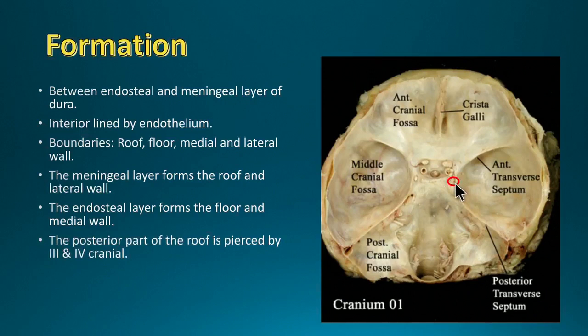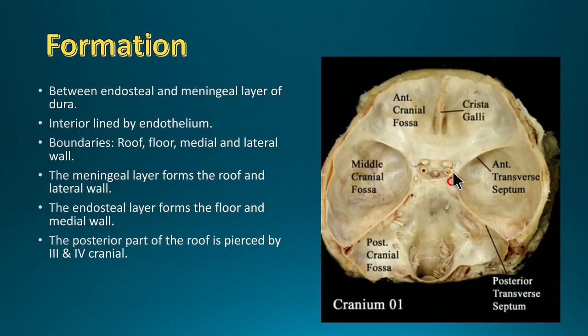Now this happens where the attached border of the tentorium and the free border of the tentorium cross each other. The attached border runs along the superior margin and apex of the petrous temporal, extending into the posterior clinoid process, whereas the free margin which forms the tentorial notch is attached to the anterior clinoid process. The place where the attached and the free borders cross is pierced by the oculomotor nerve. So the oculomotor nerve pierces the roof, then continues on the lateral wall, and the trochlear nerve does the same.